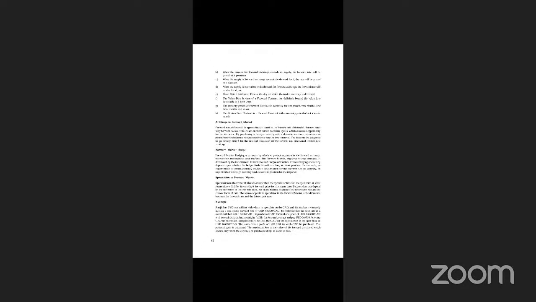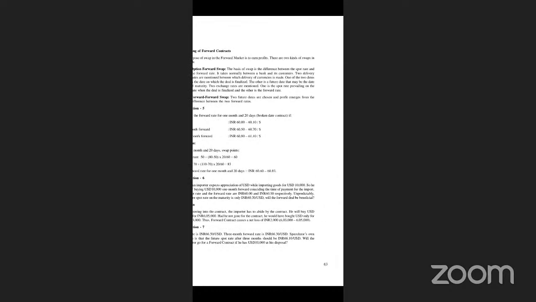Then we have swapping of forward. The meaning remains the same, but the functions in terms of spot and forward differ slightly. The purpose of a swap in the foreign markets is, definitely, to earn profits. Option forward swap is there.